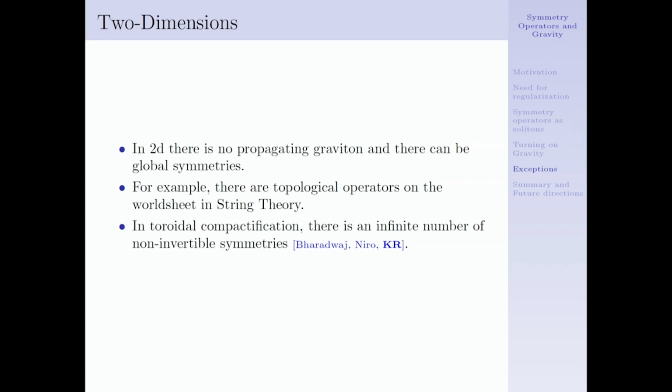You can avoid the same problem also in 2D because there is no propagating graviton, so you can avoid this problem. And an example is the worldsheet theory in string theory. And in this paper, we saw that if you consider toroidal compactification of string theory, there is actually an infinite number of non-invertible symmetries on the worldsheet.